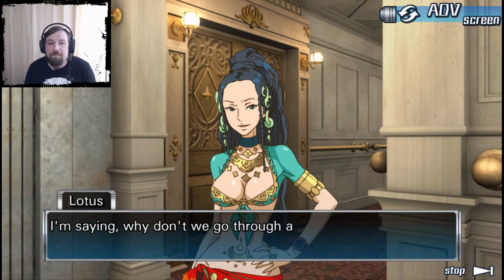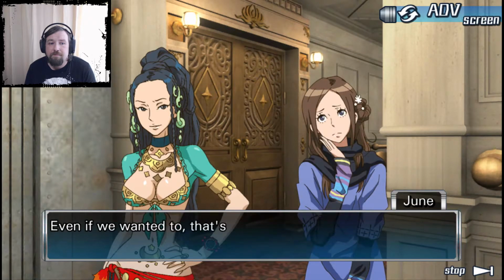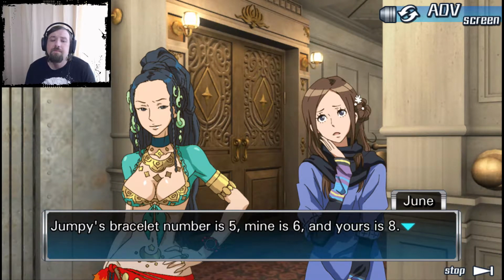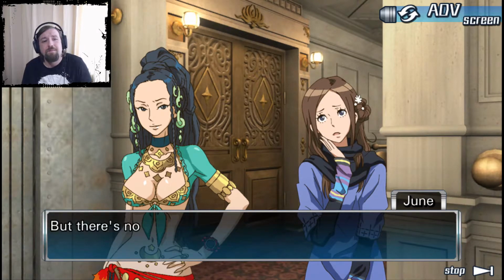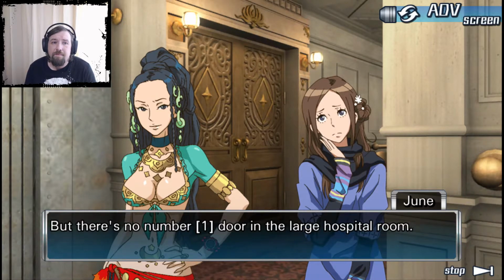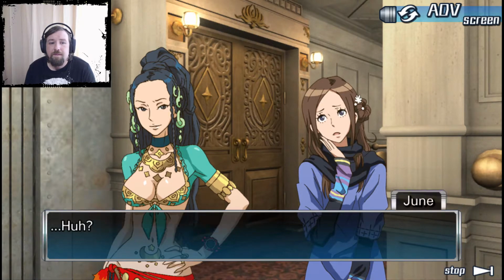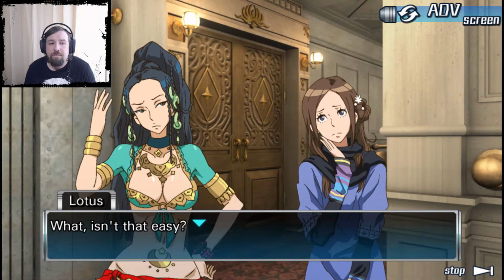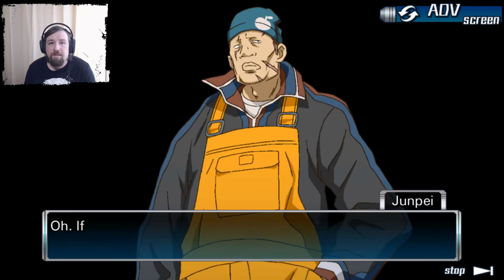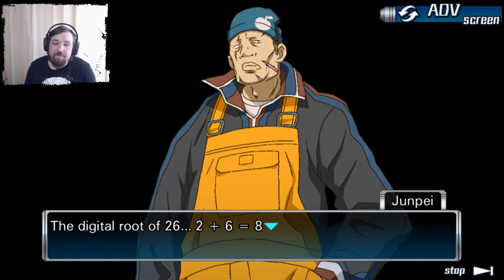I'm saying, why don't we go through a numbered door? Even if we wanted to, that's impossible. Why? Jumpy's bracelet number is 5, mine is 6, and yours is 8. 14, 19? Yeah, that's true. Our digital root would be 1. But there's no number 1 door in the large hospital room. The only doors there are 3, 7, and 8. Then we add another person. Huh? Who? Isn't that easy? 7. Oh, if we add 7, you two are both super dodgy. No way. 6 plus 8 plus 7 equals 21. The digital root of 21, 2 plus 1 equals 3.